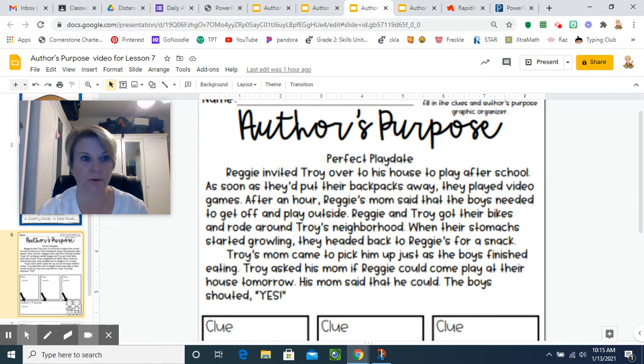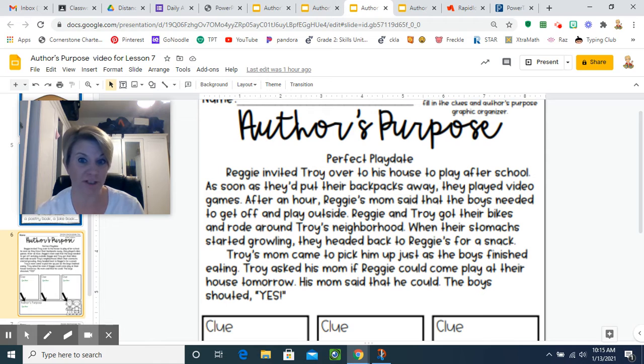To inform us, or to entertain us. So remember, if they're trying to persuade us, they're trying to get us to do something or to believe something. If they're trying to inform us, they're trying to teach us something. And if they're trying to entertain us, they're trying to help us stay amused, hold our attention, and feel some type of emotion.